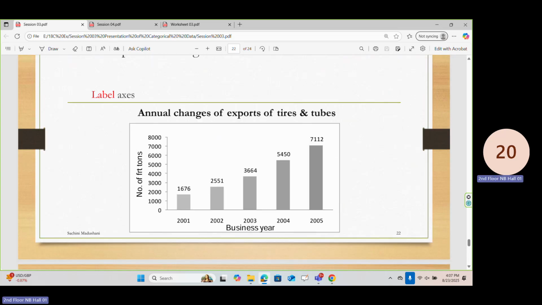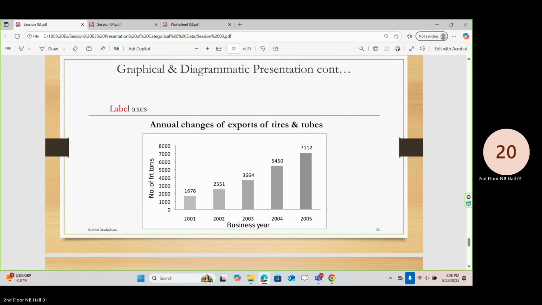Then another one is label the axes. What is the y-axis and what is the x-axis? Here the x-axis is business year, the y-axis is number of units. Normally we create the charts using Excel. First you take the chart, there is an addition sign, we click it. It asks whether you need to insert axis labels or a title of the chart. Okay, then you need to add the frequency. Okay, we can add it. That's the way.